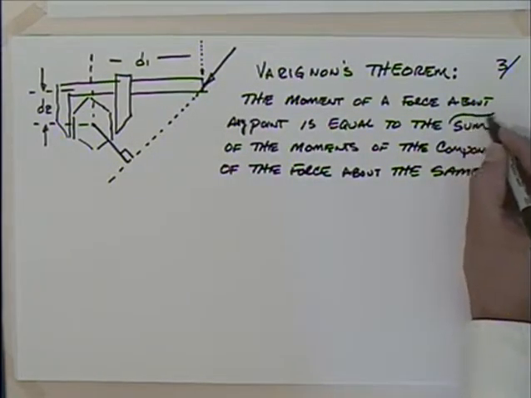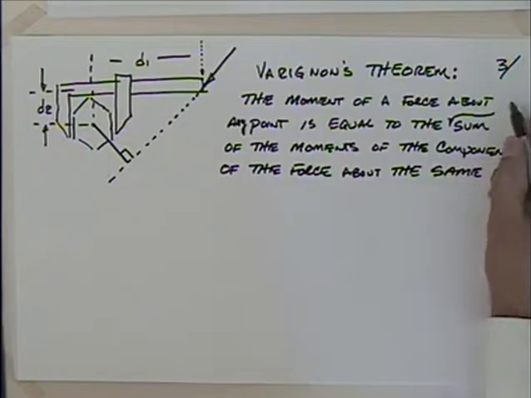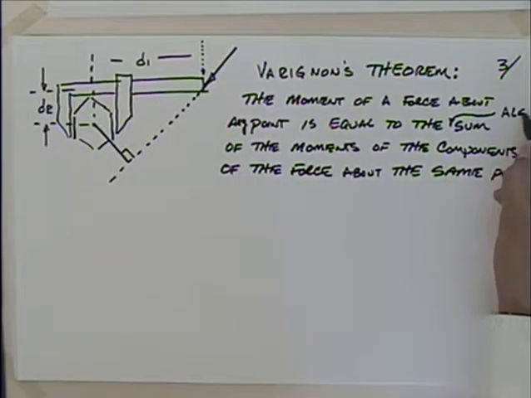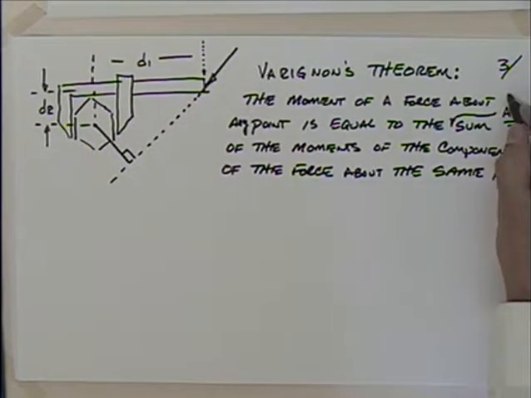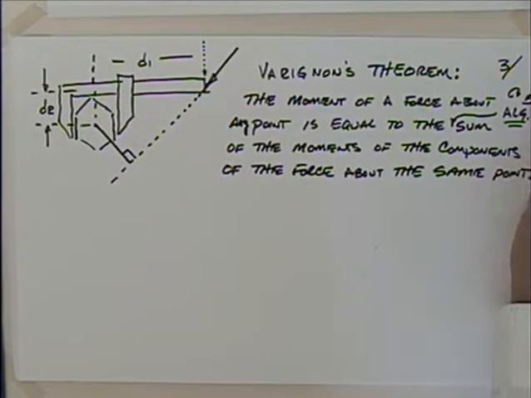Maybe I should add the word, I haven't mentioned this so far, but we should probably say algebraic sum. If it tends to rotate it clockwise, we need to handle it differently than if it rotates it counterclockwise. So the direction is important in regards to whether it's going clockwise or counterclockwise. So this is kind of nice. We can break a force into its components.